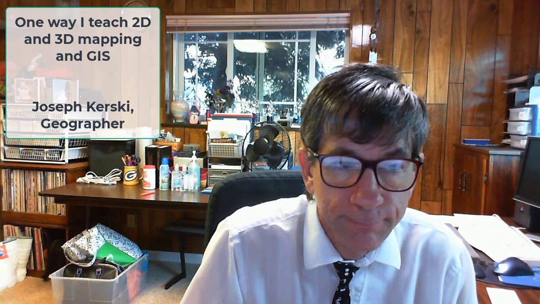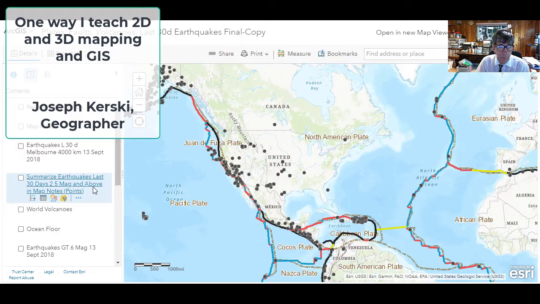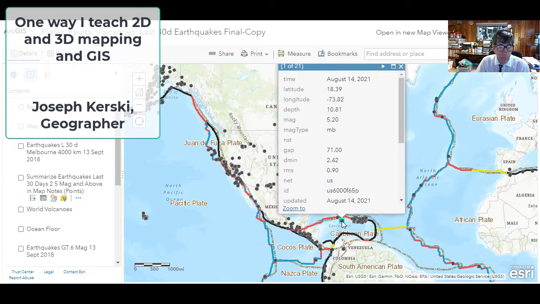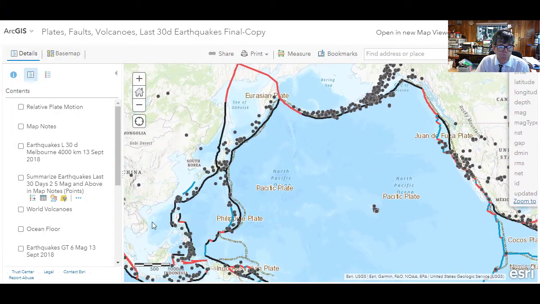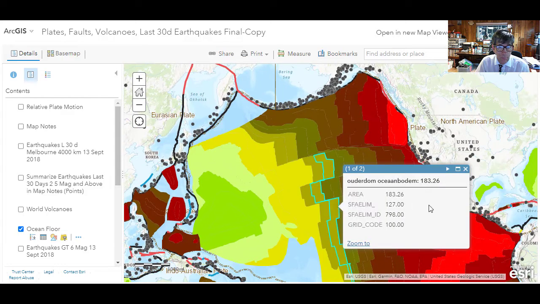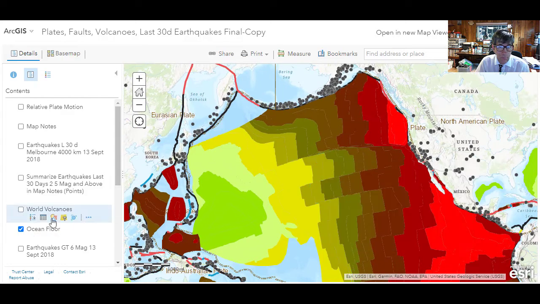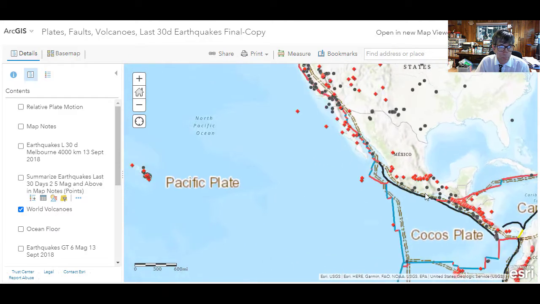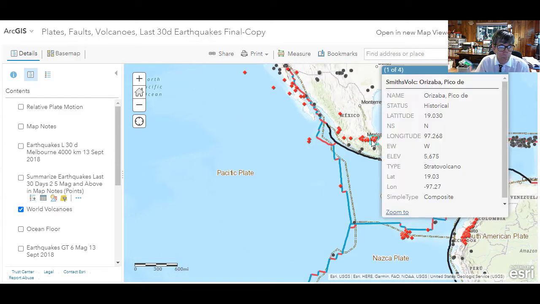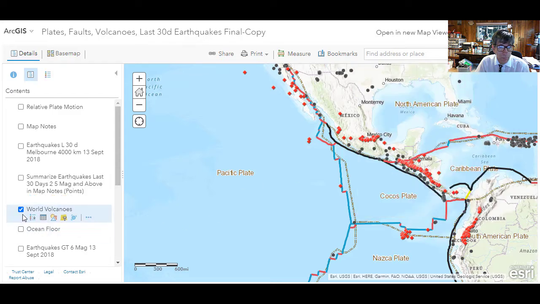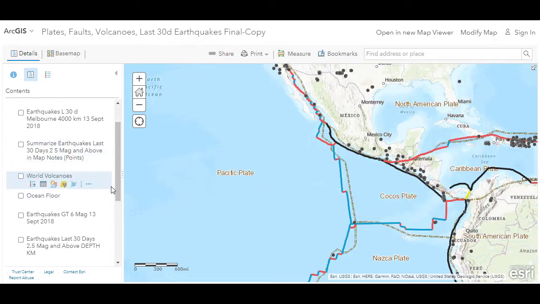Hi folks, Joseph Kursky here to talk about one way I teach 2D and 3D mapping with a current event, or current events, and mapping tools, in this case ArcGIS Online and the 3D Scene Viewer. I have the students get the USGS data from the USGS Earthquake Center, the last 30 days. I also have them add things like volcanoes, the ocean floor and the age of the ocean floor, also the rate of plate movement. So why do I do this?